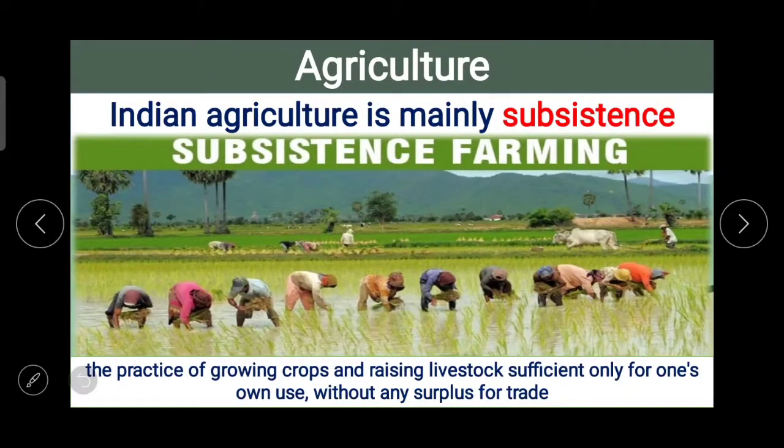Now when we say it is subsistence, it means the practice of growing crops and raising livestock sufficient only for one's own use without any surplus for trade. That means the farmers here grow grain for themselves, and they keep the animals they need. That is called subsistence type of farming.